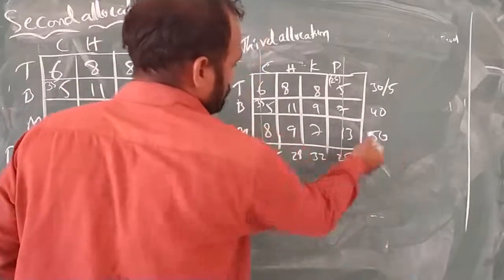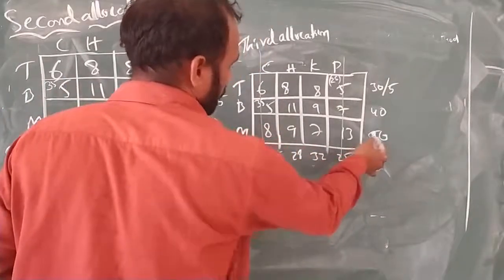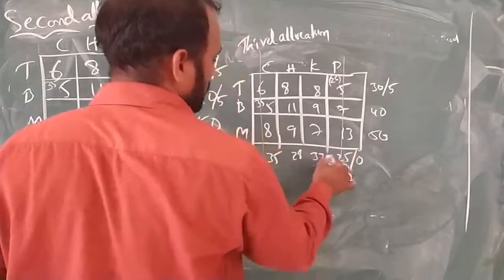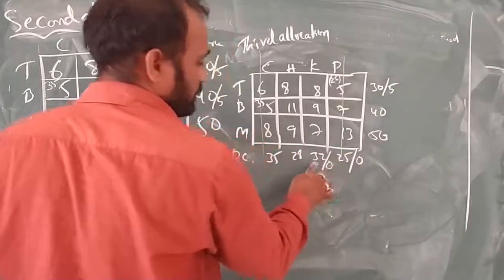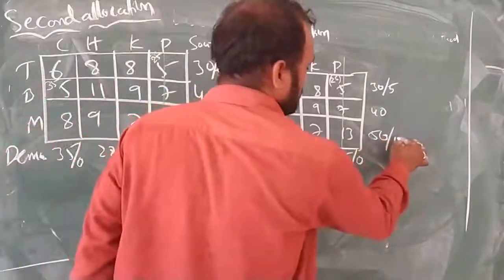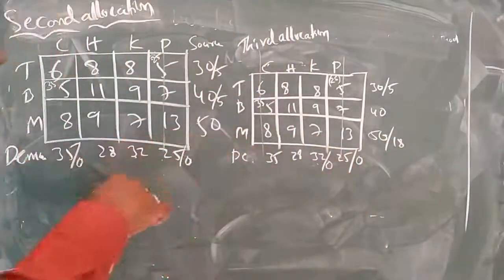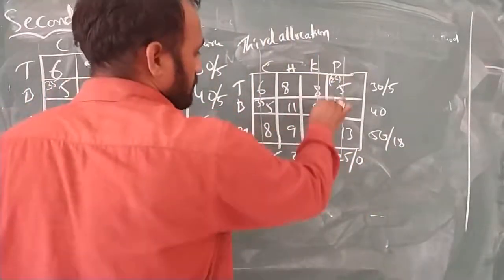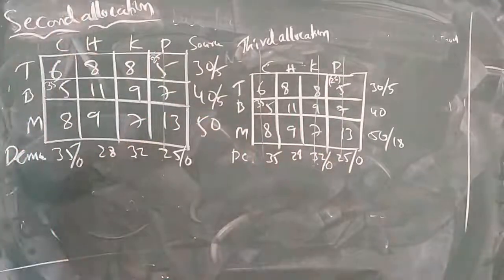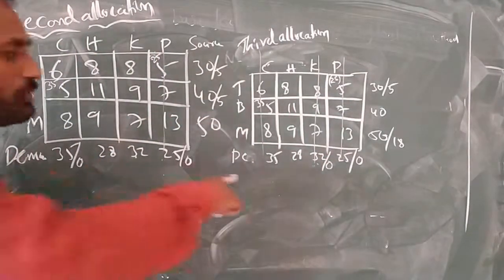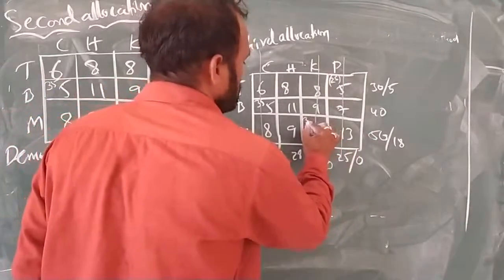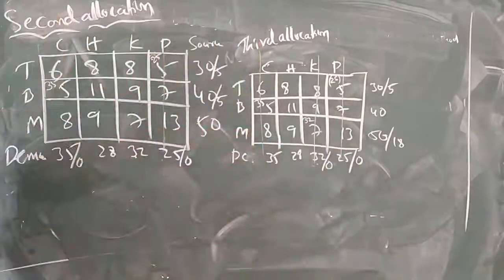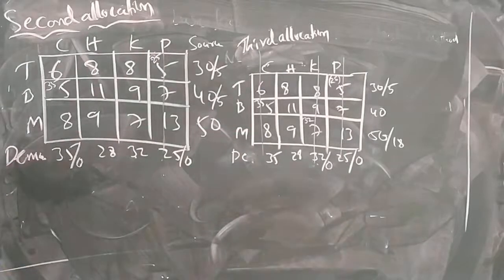So in these two, what is the minimum value of 30, 32 and 50? 32 is the minimum value. So 32 minus 32 is 0, and 50 minus 32 will be 18. So this column is also deleted. So this is the third allocation. Since we are subtracting 32, I have to mention 32 here.